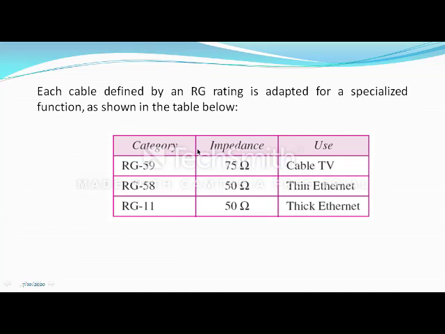So here I am showing the table, and the table shows the category of the coaxial cable, impedance and use. RG59, 75 ohms impedance, cable TV. RG58, 50 ohm, thin Ethernet. RG11 or 7, 50 ohm, thick Ethernet.